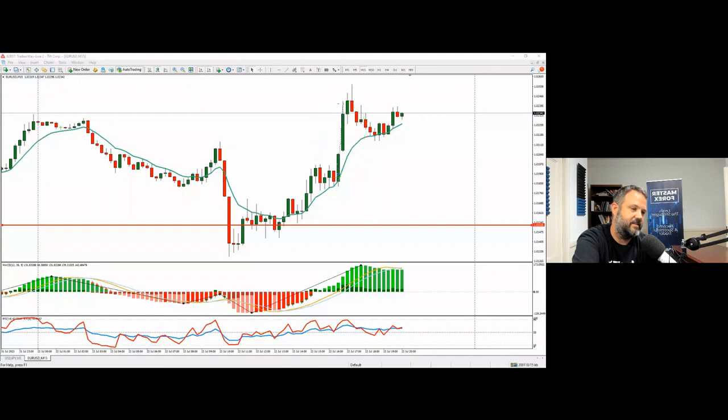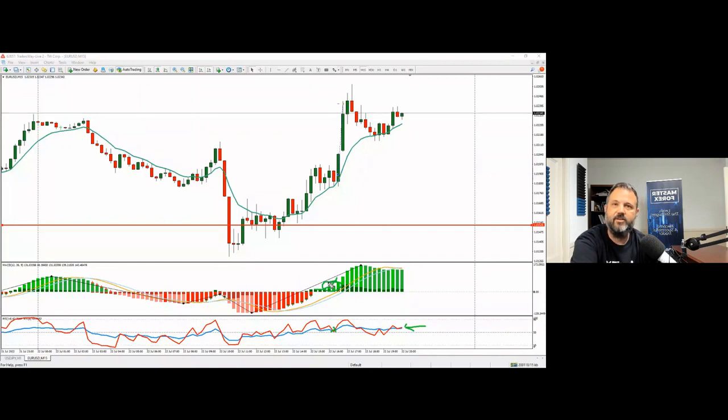Very nice. Now, the entry was here. You'll notice that the fast RSI moved above the blue. The red is the fast RSI. I said slow, I meant fast. The fast RSI moved above the blue. The blue was above the 50. And we had the green MACD crossing and moving up.